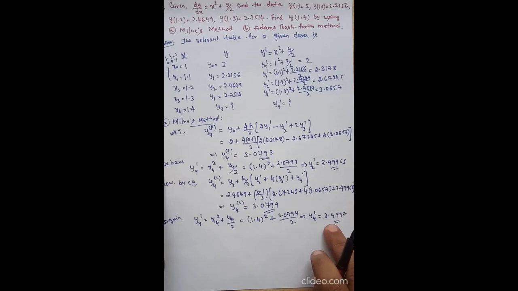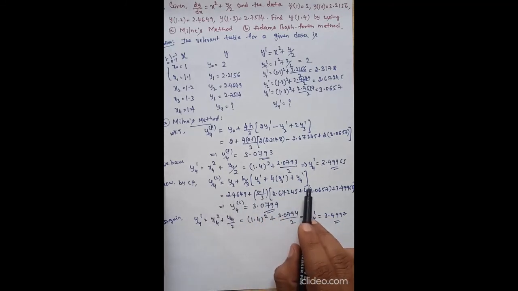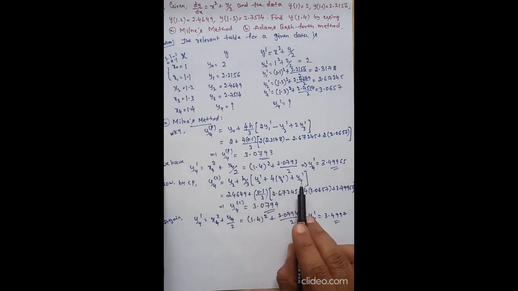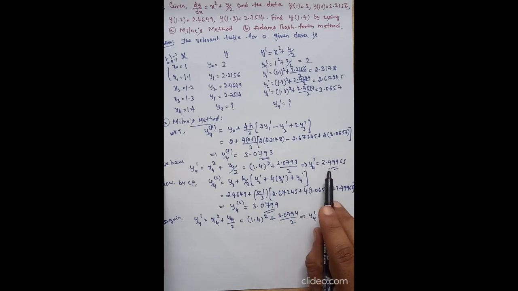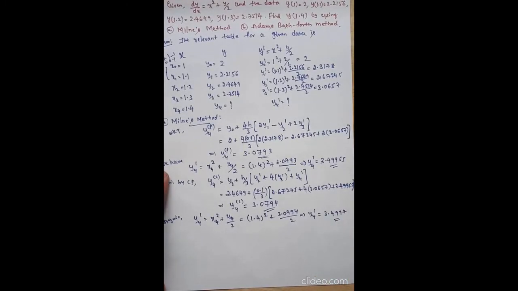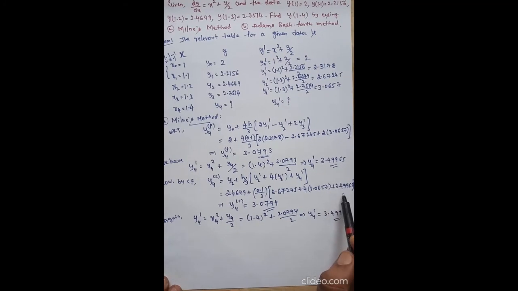Now using this y4 dash, we'll calculate the corrected value once again using this formula. I'm not going to write the formula again, I'll just substitute. You can observe that all these values remain the same. Only the y4 dash will change, because earlier we used 3.49965 here. Now in place of this I'll put 3.4997. So I'll repeat up to this, just change the value here and calculate.